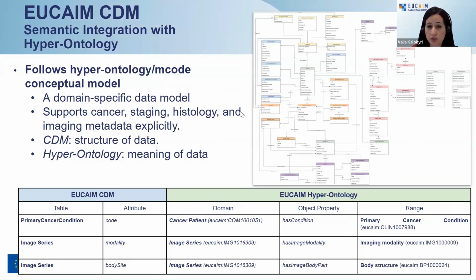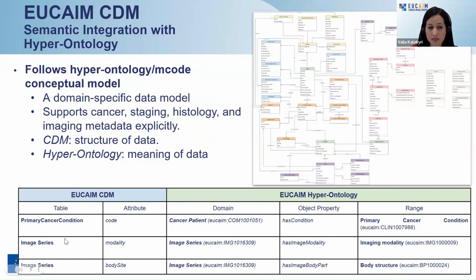Now, following to the CDM, why do we have that CDM and how do we use it? So the EUCAIM CDM actually follows the conceptual model of the ontology, meaning the conceptual model of the M code model. We said it's domain specific and it supports all the related cancer constructs explicitly. So our Hyper-Ontology supports the meaning of the data. Our CDM is about the structure of the data. And here on the bottom, you can actually see, as we say, we have semantically integrated these two constructs, the CDM and the Hyper-Ontology.